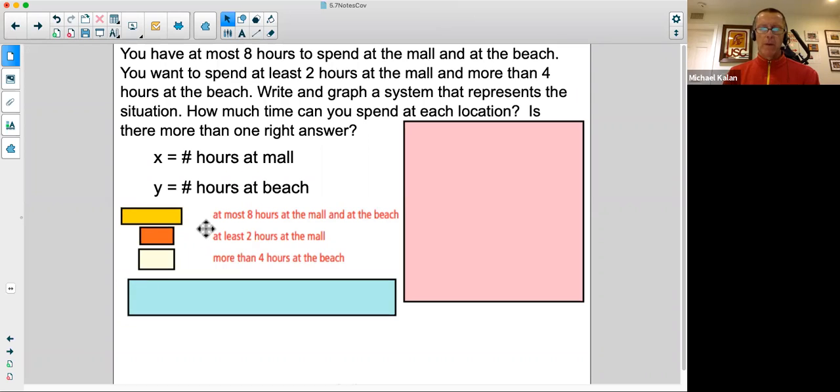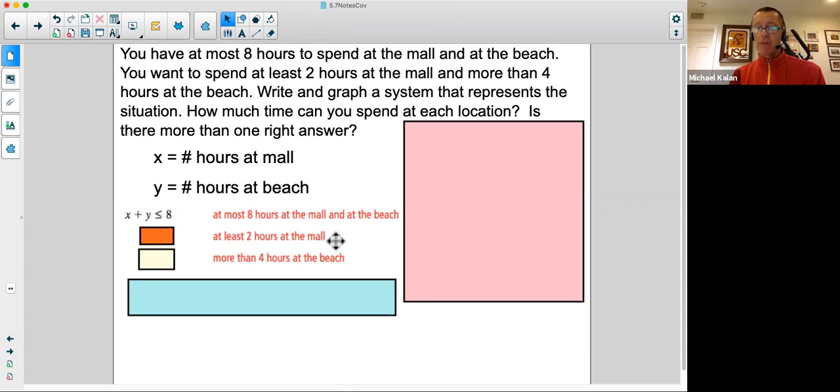Okay, so here we actually have 3 statements, right? At most 8 hours at the mall and the beach. So that means you would have X plus Y. Think about it, right? Hours at the mall, hours at the beach. At most 8 hours, so that means less than or equal to 8.